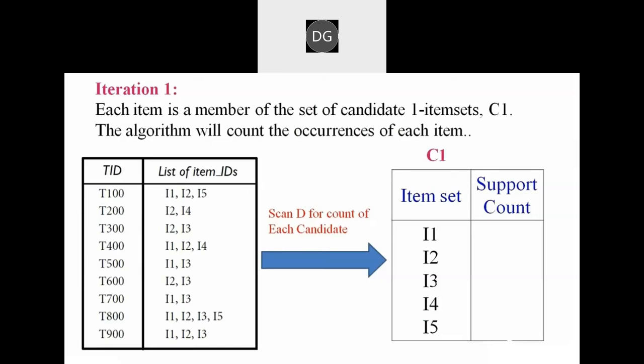Now, can you say what is the support count for all these items, all five items? For item one, what is the support count? Support count means how many times it has occurred. Item one has occurred 1, 2, 3, and so on. Counting through, 1, 2, 3, 4, 5, and then 6 times it has occurred. So I can put it as 6. Similarly for I2, I3, I4, I5, if you find them, this is how you will get the output: 6, 7, 6, 2, 2.